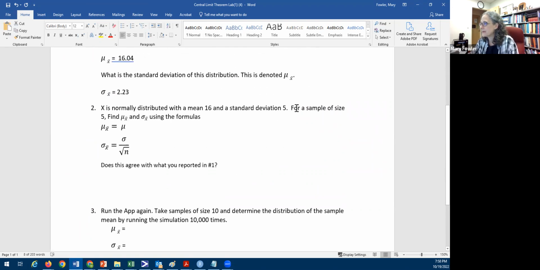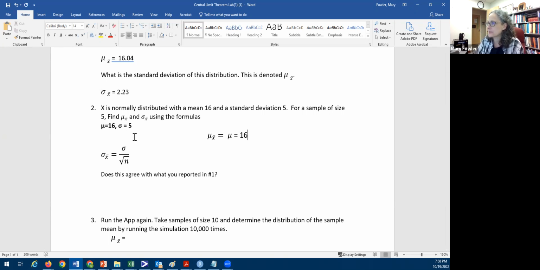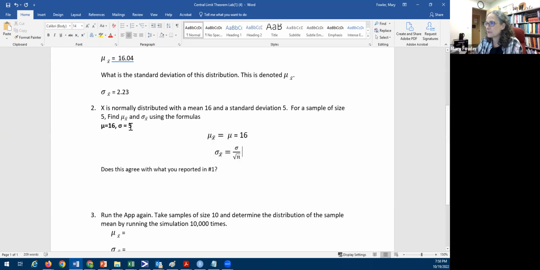And maybe that's nice to see it with the symbols. So this is given, that's my given, right? So mu sub x bar equals mu, and that's going to be 16 because it was given in the problem. And sigma sub x bar is going to be sigma, which is 5, over the square root of n. These are our givens here. Let's go ahead and work on that.